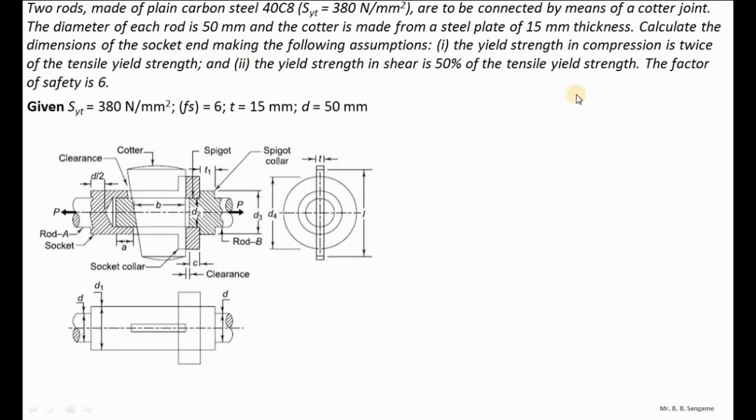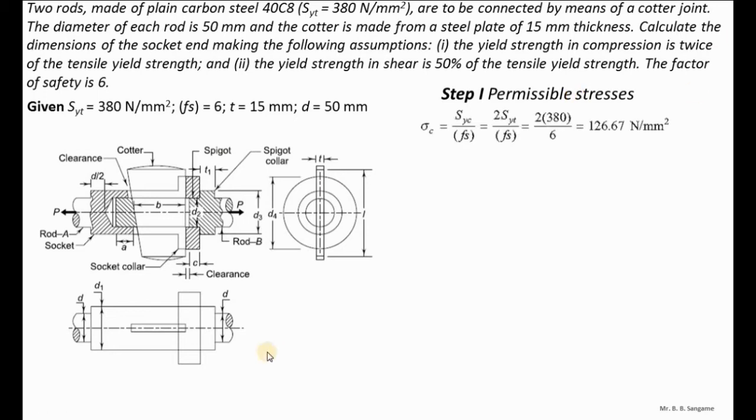So let us see what we have in the given. We have the yield strength in tension, 380 Newton per mm square, for the plain carbon steel material. We have the factor of safety, which is 6, provided in the numerical itself. We have the diameter of the rod, that is the rod connected to a spigot and socket, and we have the thickness of the quarter. And we have to calculate the other dimensions of the socket, the dimensions of the socket end. Next, here is the figure. So first, let us calculate the permissible stresses.